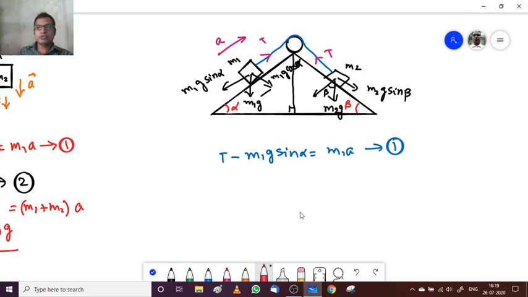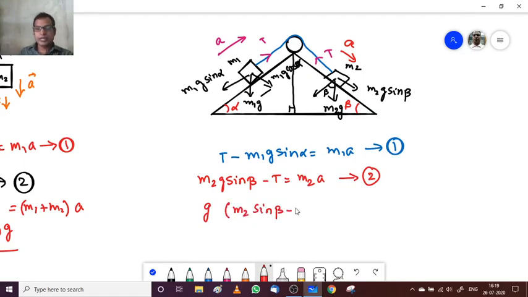Now let's do it for the second block, which is moving this way, so it will have oscillation a on this side. So for this I can say m2g sine beta minus T is equal to m2a, that is our second equation. Again, if we add it up, g is common over here, and we get m2 sine beta minus m1 sine alpha, into g, equal to m1 plus m2 into a.